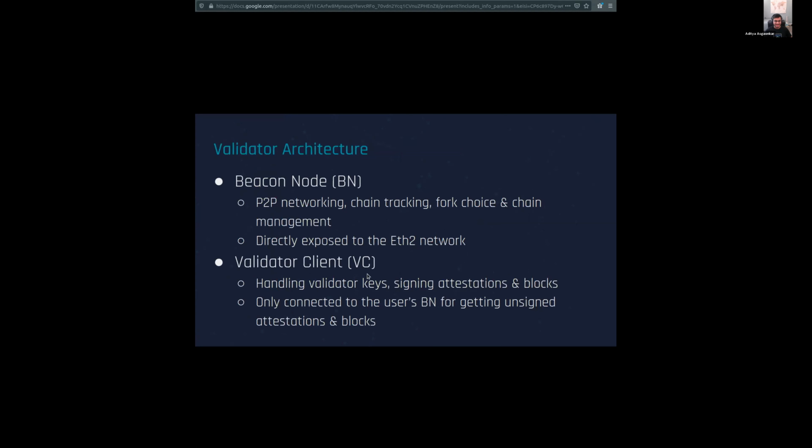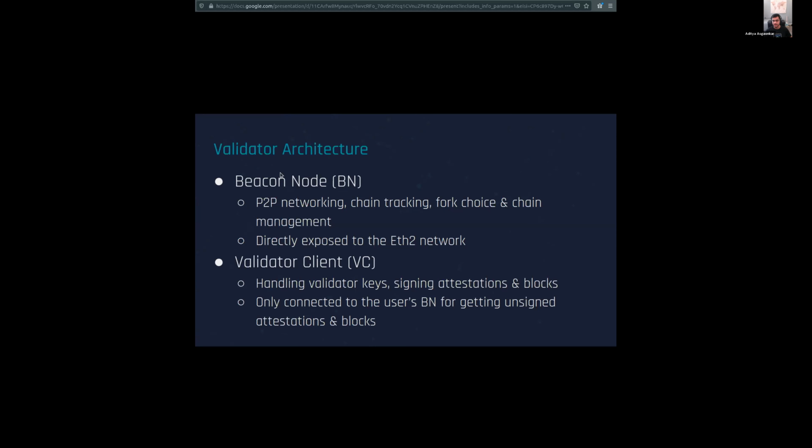But in practice, it's a bit more complicated than that. And in order to understand that, we should discuss a little bit more about the ETH2 client architecture. So an ETH2 node right now consists of two major parts. The first one is the beacon node, and this is the part that takes care of peer-to-peer networking, chain tracking, fork choice management, etc. This is the part that is directly exposed to the network. So the beacon node is responsible for gossiping messages, verifying that the messages it has received are valid, and so on. And the beacon node can be run by users who are not stakers.